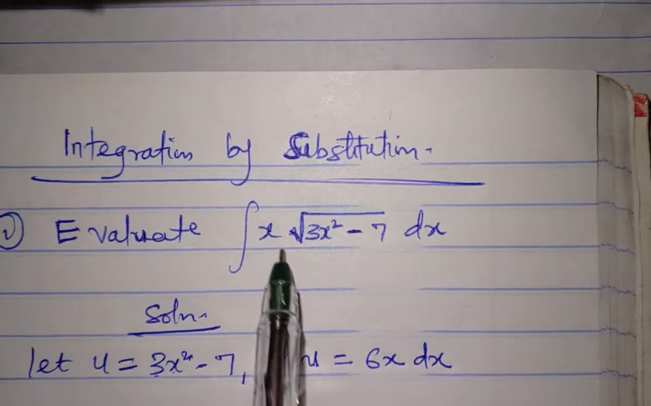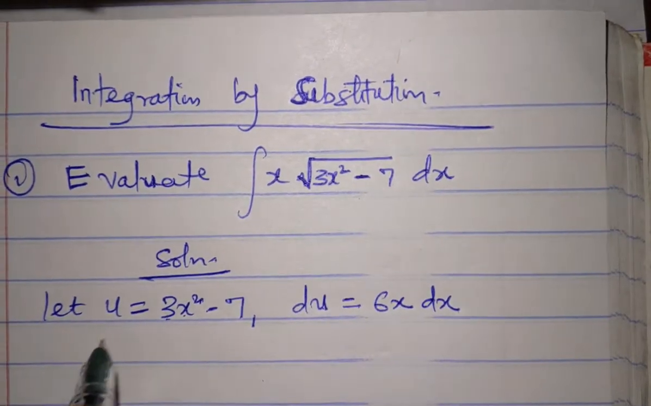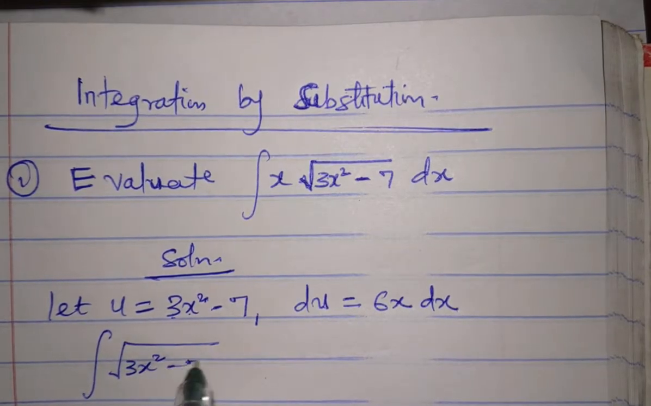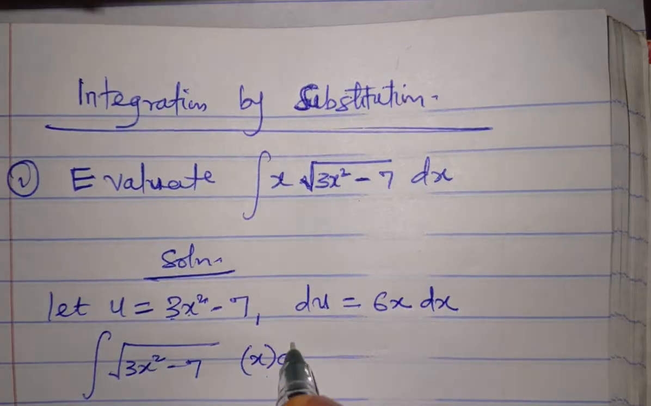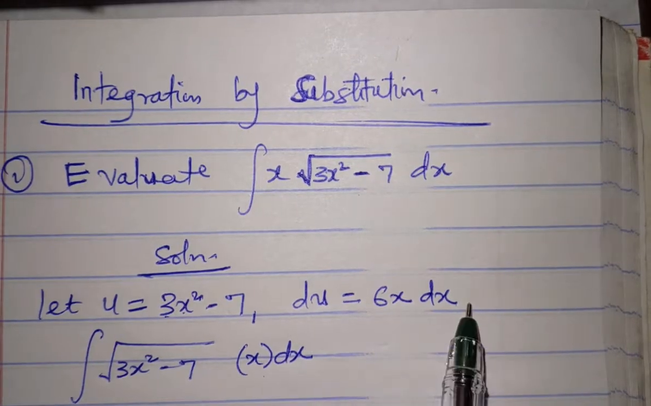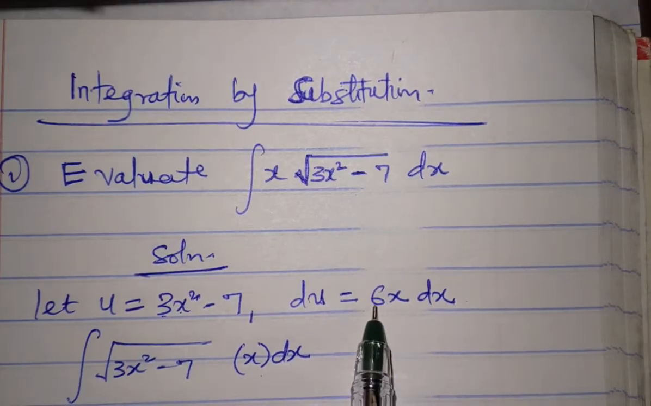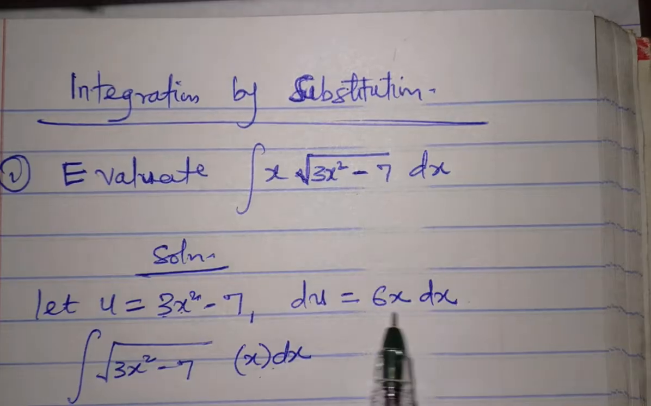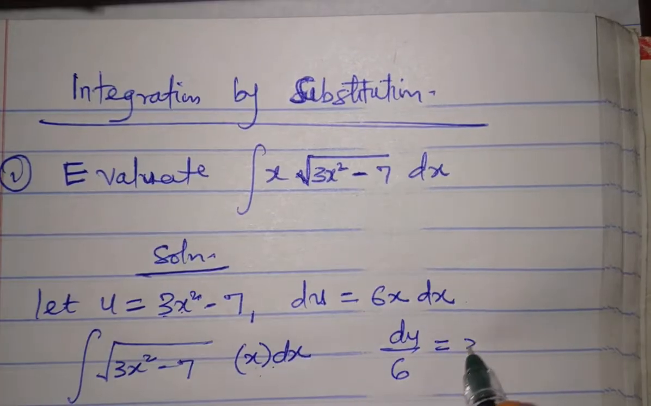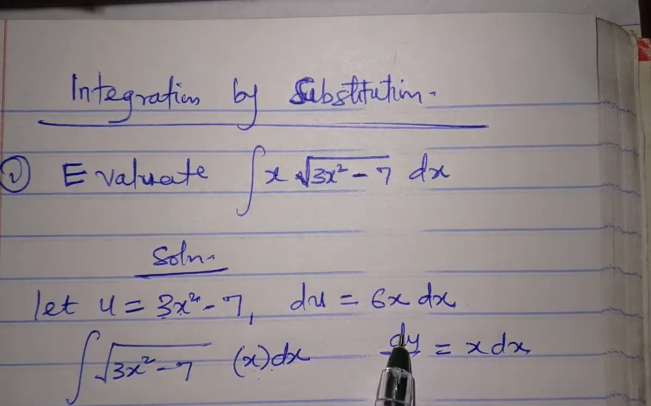Now, this integral that I can see here, I can write it as the integral of the square root of 3x squared minus 7 times x dx. Yes, I can do that. So if I look at this now, I can see x dx. It's just for me to remove the 6 from here to obtain what is here. So divide both sides by 6. I'll get du over 6 is equal to x dx. Good. So in place of x dx here, I'll write du over 6.